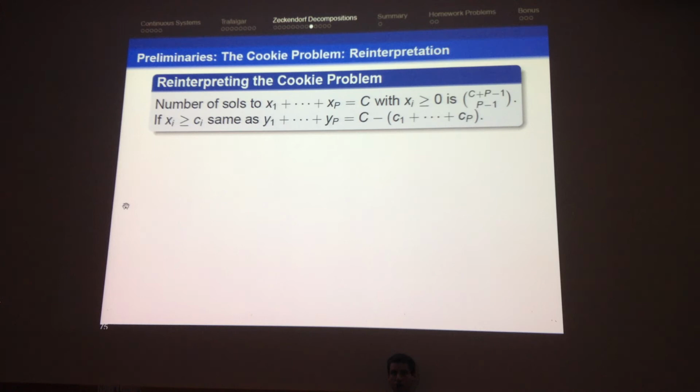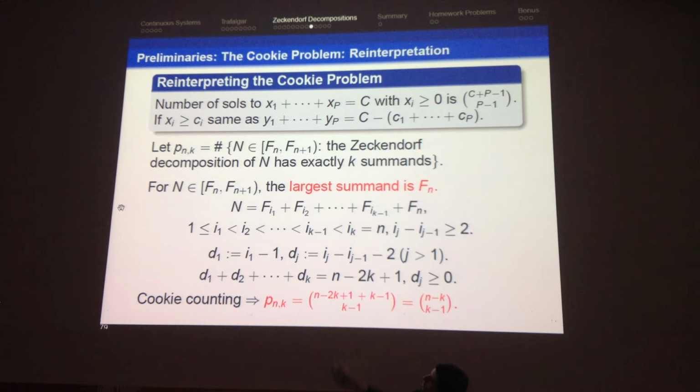I'm not going to go through all the details here. You don't want to do too much algebra in public, but essentially you can now use this to prove the Zeckendorf theorem. If I have a number between F_n and F_{n+1}, it turns out I have to have F_n as one of my summands.